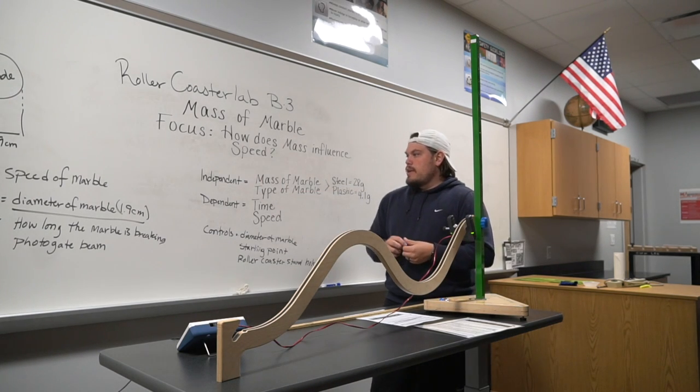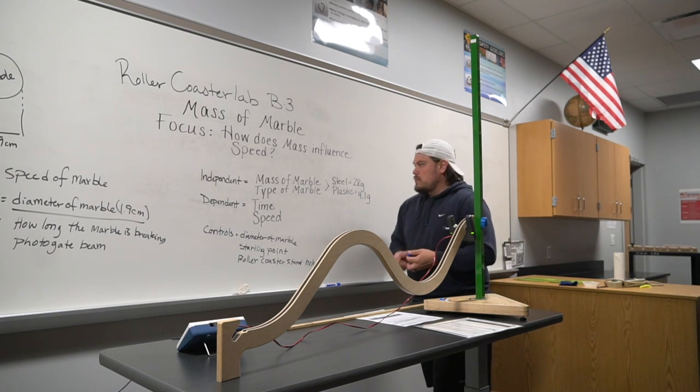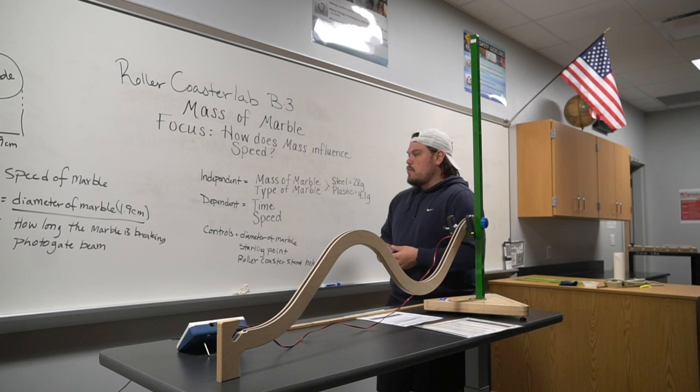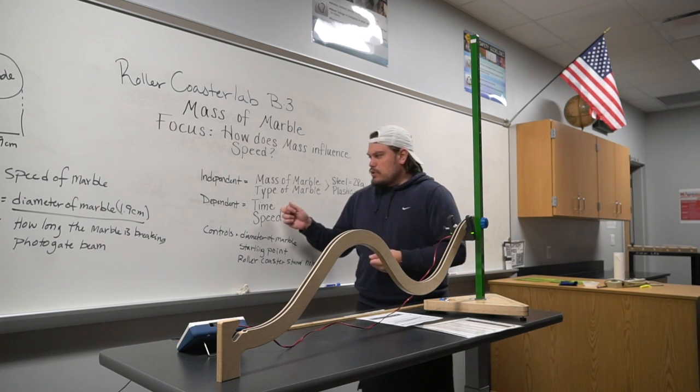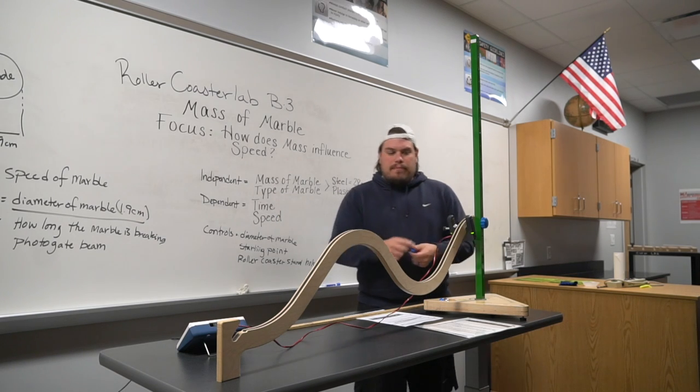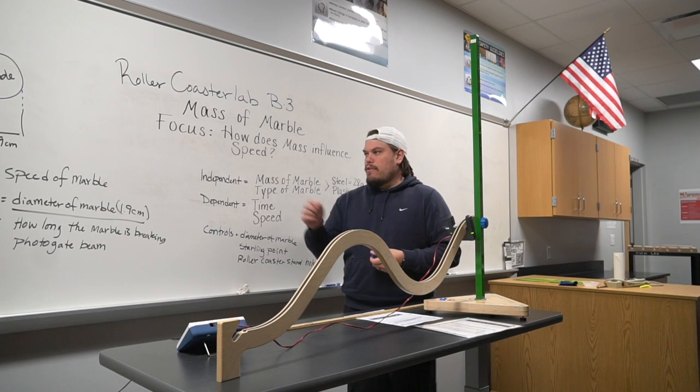So like I said already, the independent variable is going to be the mass of the marble. Here are the masses: steel at 28 grams, the plastic marble at 4.1 grams. The dependent variable, just like before, is going to be our time spent in the photo gate, and the time spent in the photo gate will be used to calculate speed.